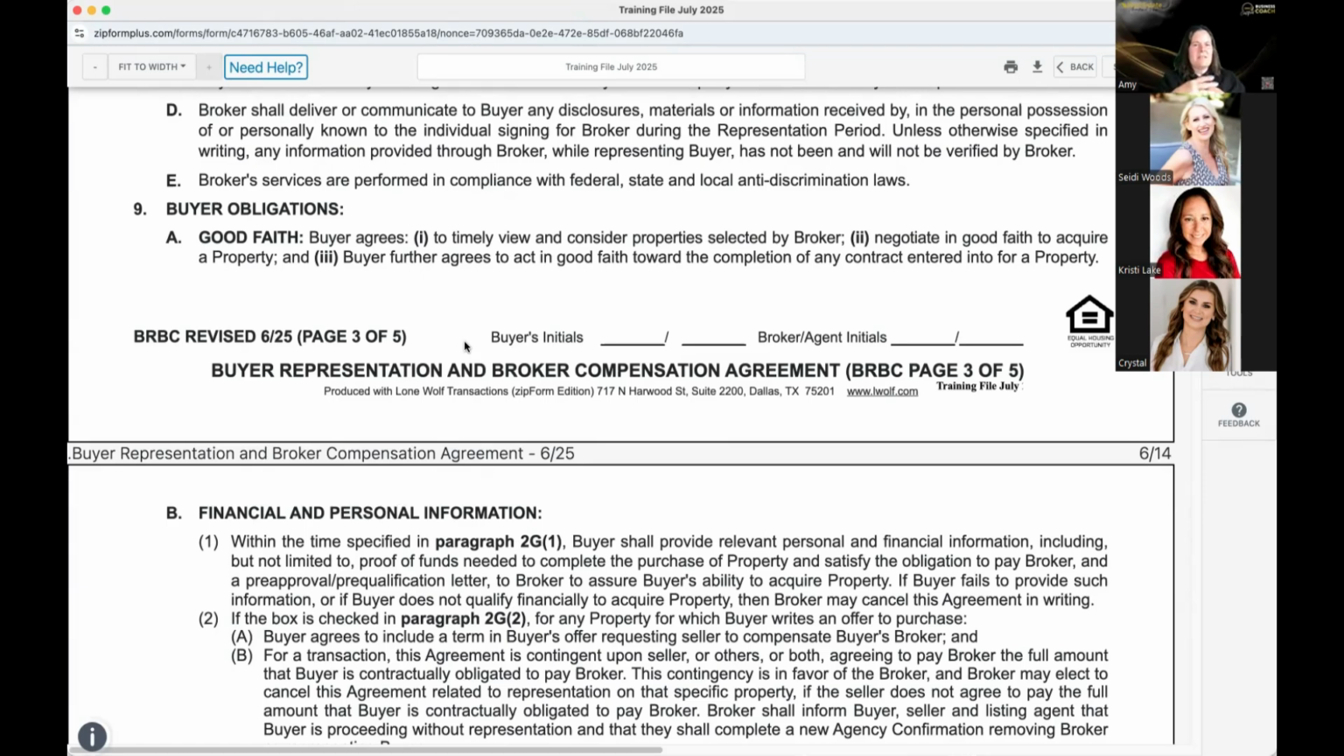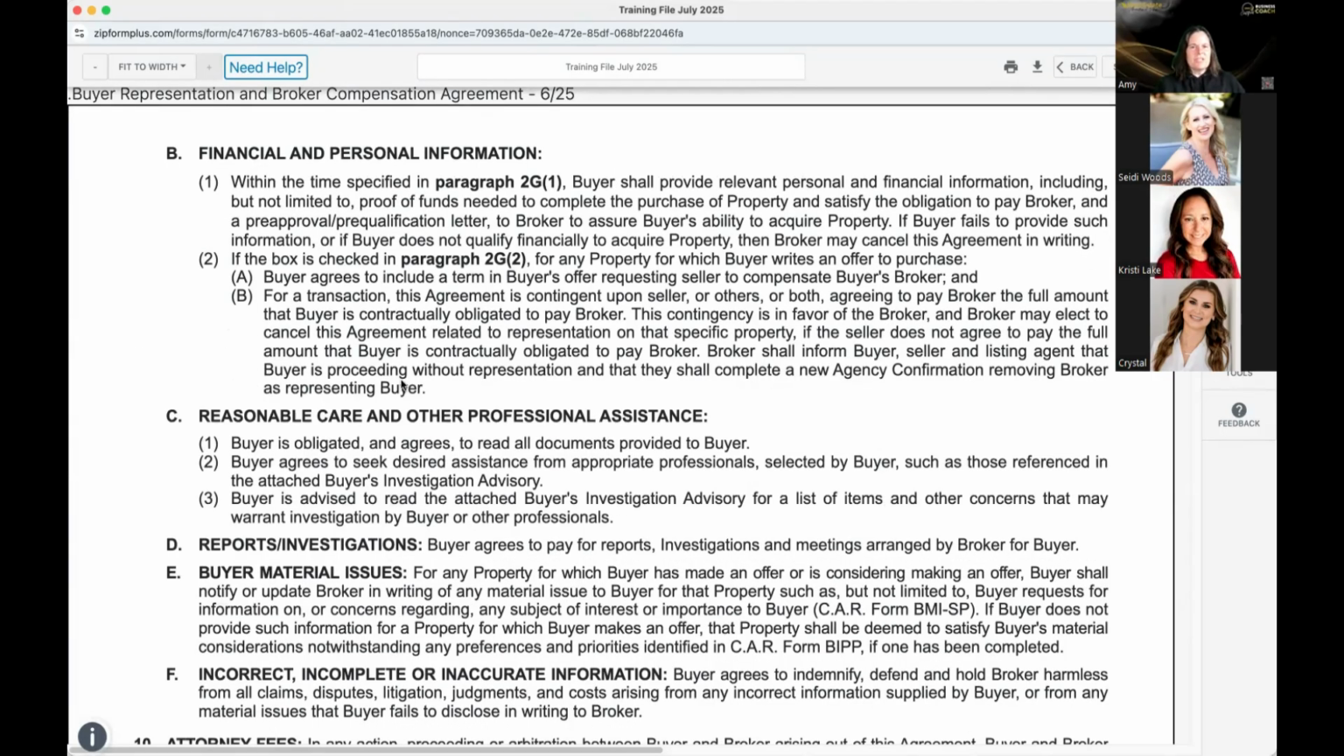Okay, and so here's where it talks about you're going to operate in good faith. You're going to turn in that financial and personal information. Okay, reasonable care and other professional assistance, right? You're obligated and you agree to read all documents that I provide to you. You should seek desired assistance from appropriate professionals selected by buyers, such as those referenced in the attached buyer's investigation advisory. You're advised to read the attached buyer's investigation advisory for the list of items and other concerns that may warrant investigation by buyer or other professionals.